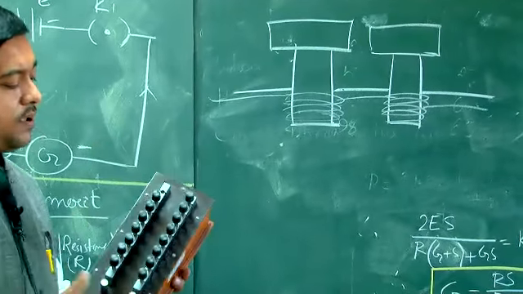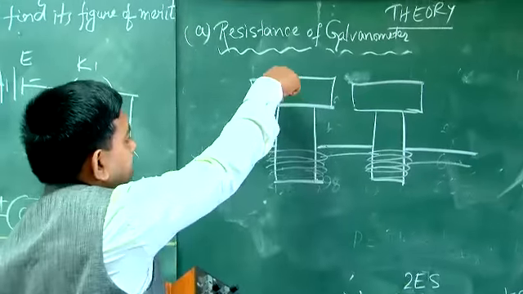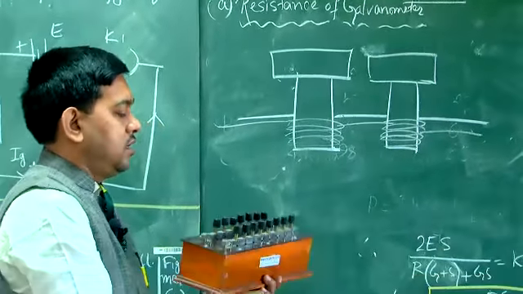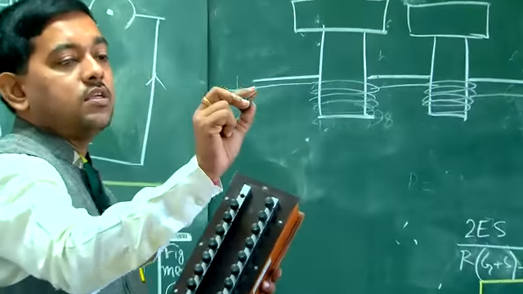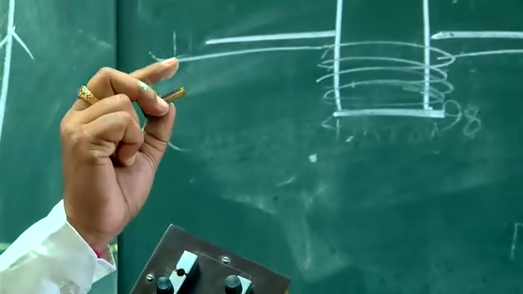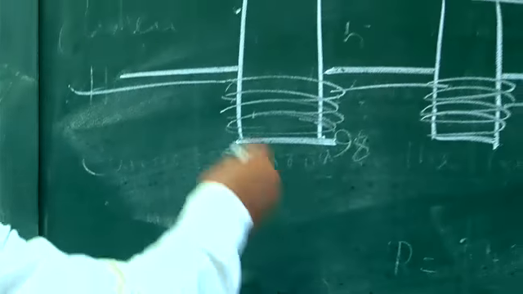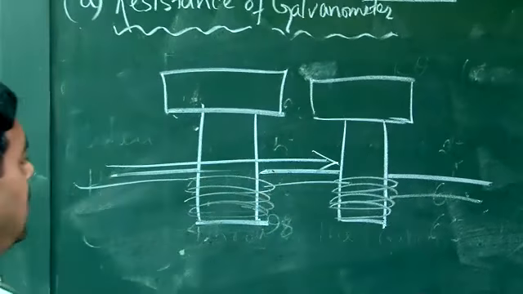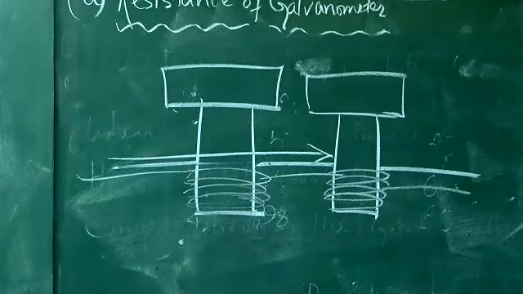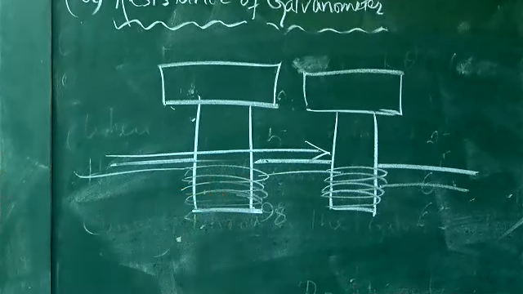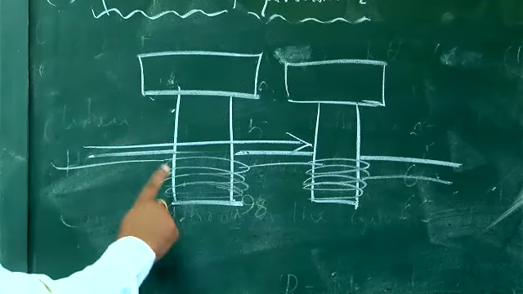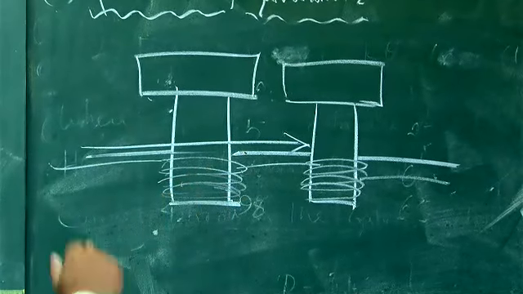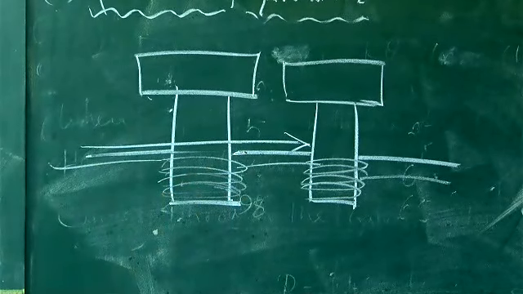Now, if the key is inserted like this, then it has a metallic leg, so it is shorted. Shorted means the current will pass directly through this and will not take the coil. The current will not pass through the coil over here. But if the key is taken out, then the current will pass through the coil, and that coil has a certain resistance, and that resistance is effective in the circuit.